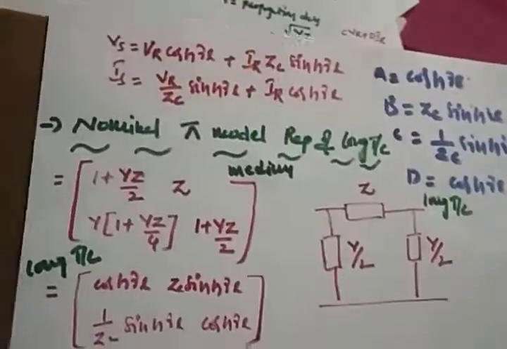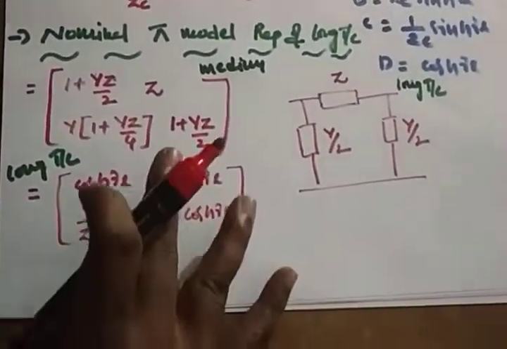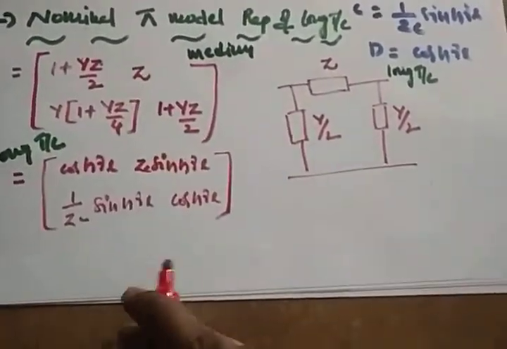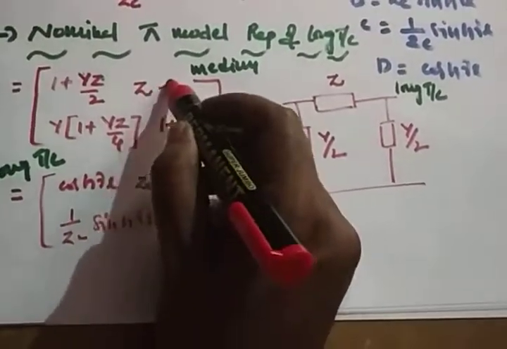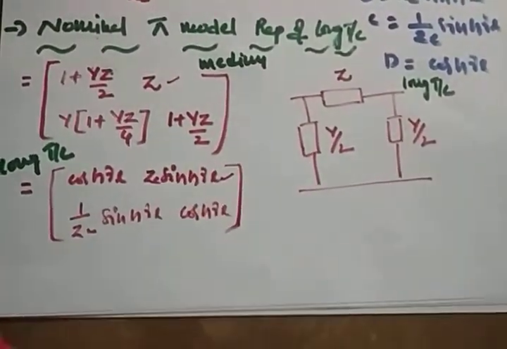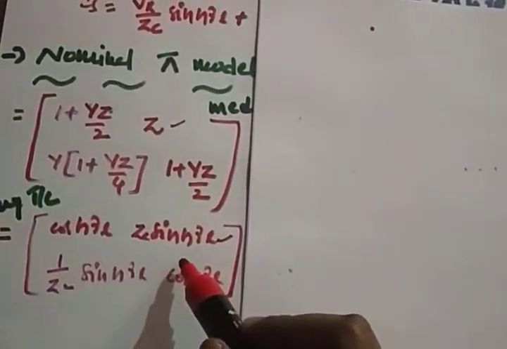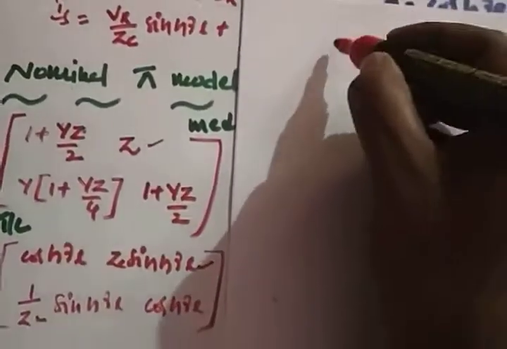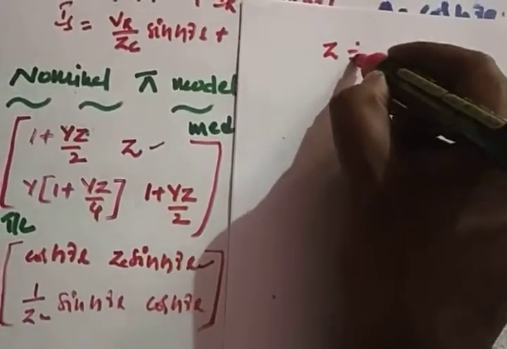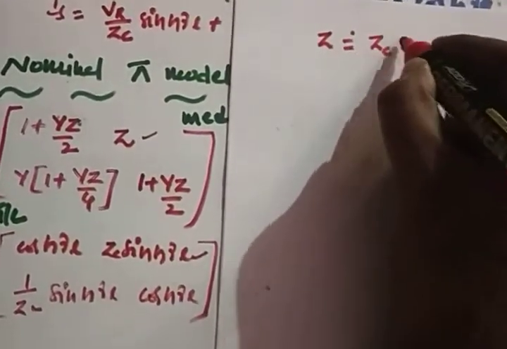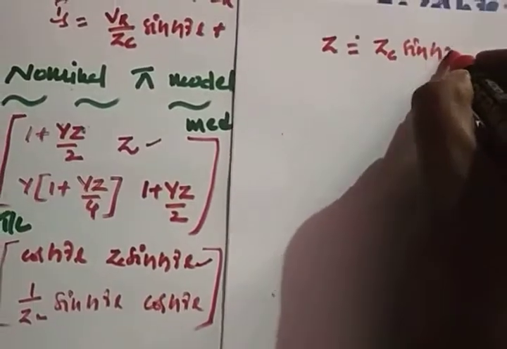From here you will directly understand: what is the value of Z? This Z is nothing but ZC sinh(γL). So you got the value of Z, ZC sinh(γL).